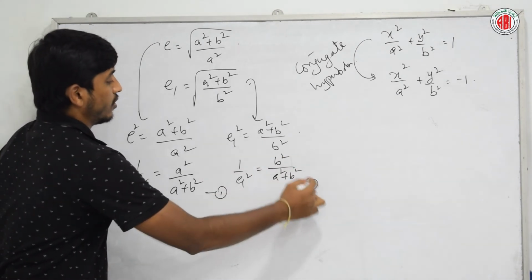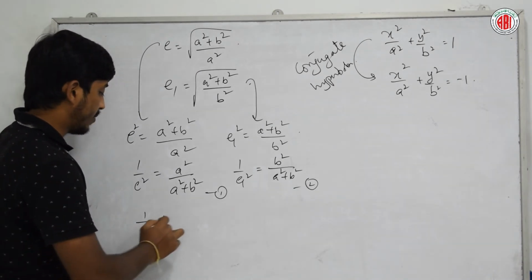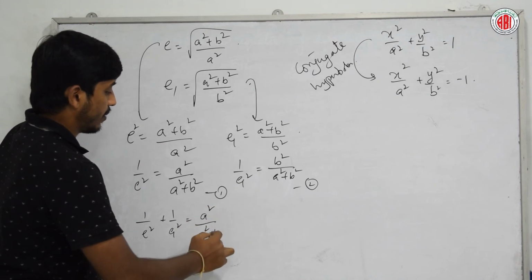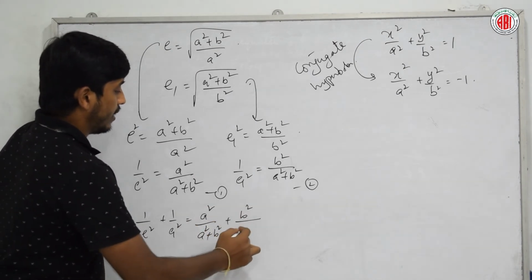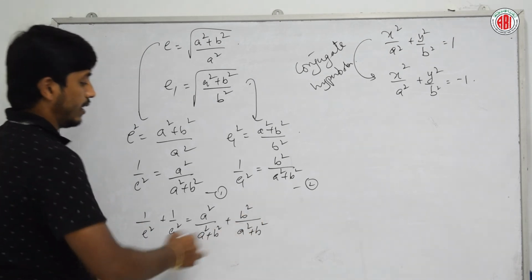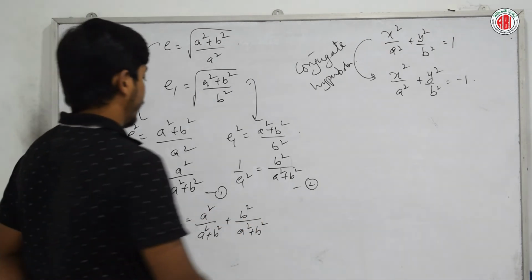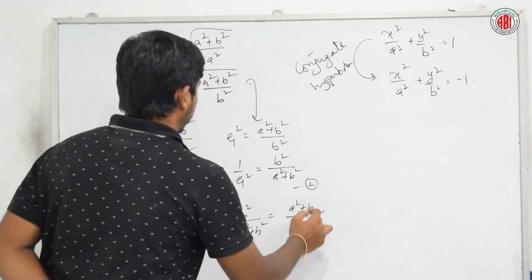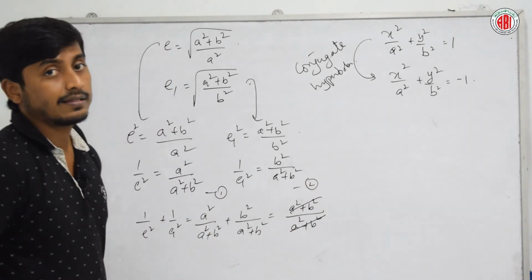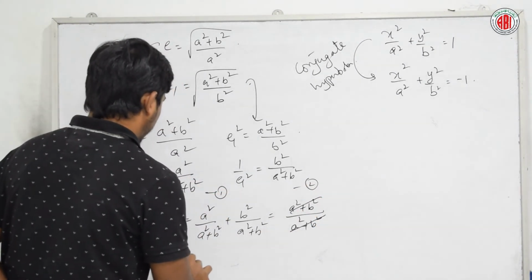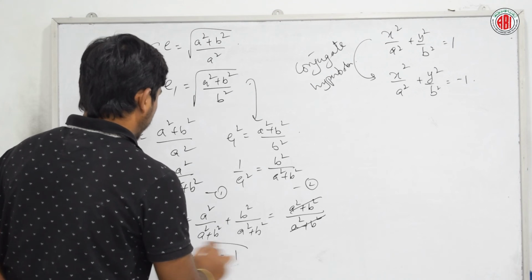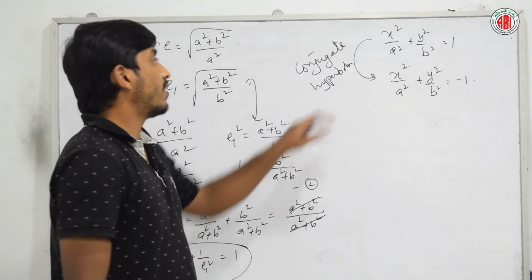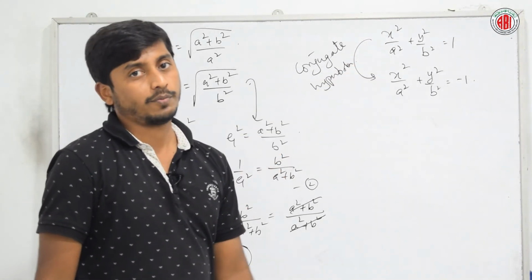Now let us add these both. What do we get? 1 by e square plus 1 by e1 square is equal to a square by a square plus b square plus b square by a square plus b square. Can I take a square plus b square as common? If I take a square plus b square as common, I will get a square here, b square here, and I will get the answer as 1. That is 1 by e square plus 1 by e1 square is equal to 1. This is the relationship between the eccentricities of a hyperbola and its conjugate hyperbola.